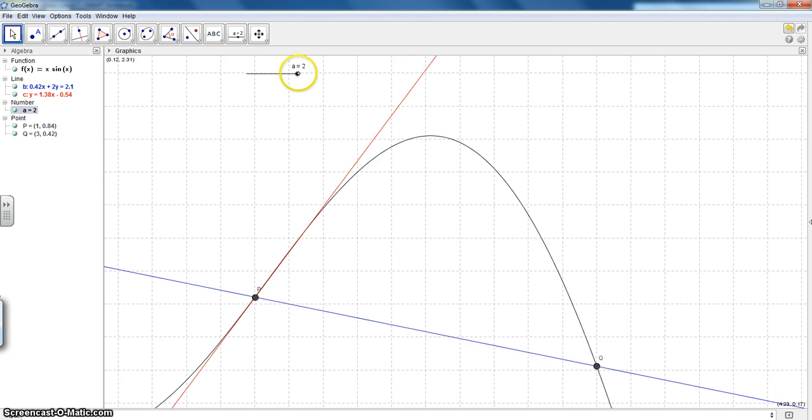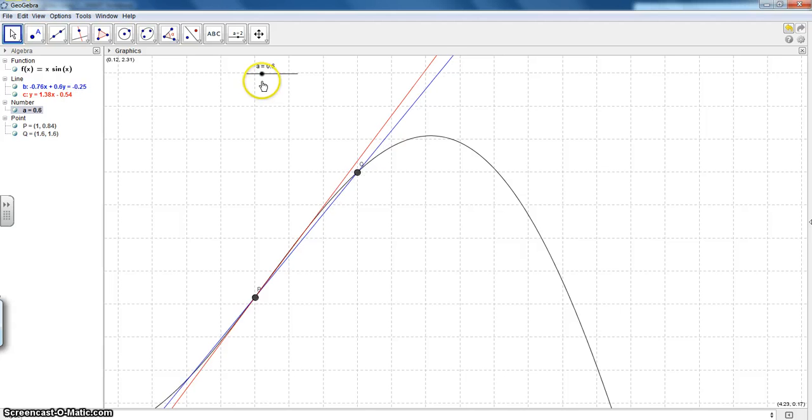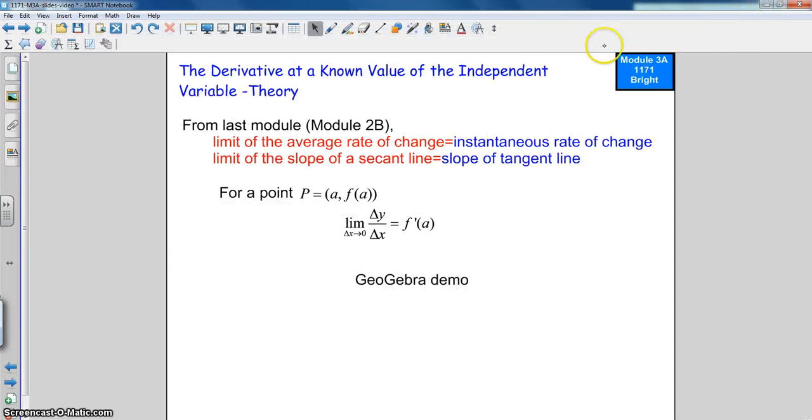Here's my slider, and right now the step size is at 2. I'm going to decrease that step, moving Q closer to P, and we see that the secant line, as we decrease the step size, gets on top of the red line, the tangent line. For all intents and purposes, we can say that the secant line at this point is the tangent line. But technically, we have to say that the limit of the slopes of the secant lines is the slope of the tangent line. Alright, switching back here, I'll minimize this.